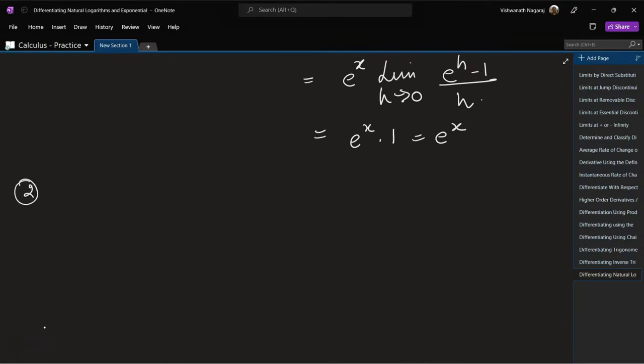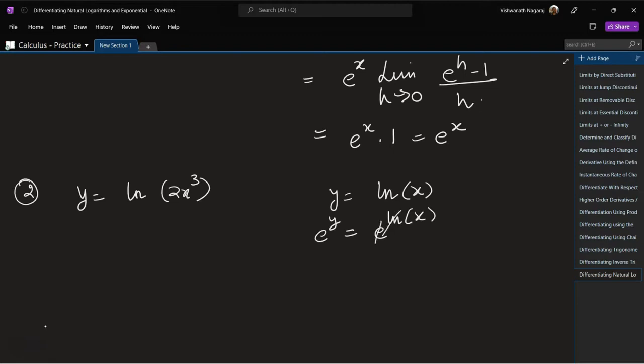Now let's look at the second one. y is equal to natural log of 2x cubed. That was e to the power of 2x cubed. This is natural log of 2x cubed. Again, let's do a simpler one. So natural log of x. Now, let's take the exponential of both the sides. So e to the power of natural log of x. So e and natural log will cancel out. We'll be left with e to the power of y is equal to x.